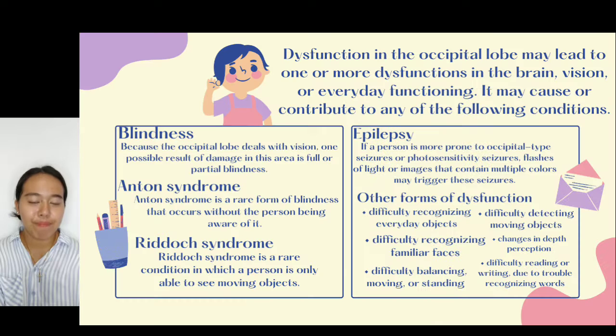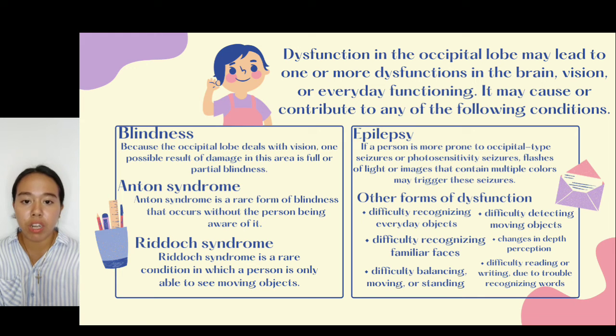But I must say that they are linked with medical conditions in the occipital lobe. Dysfunction in the occipital lobe may lead to one or more dysfunctions in the brain, vision, or everyday functioning. It may cause or contribute to any of the following conditions. First is blindness. It is because the occipital lobe deals with vision. One possible result of damage in this area is full or partial blindness. The main causes of this are uncorrected refractive errors and cataracts.